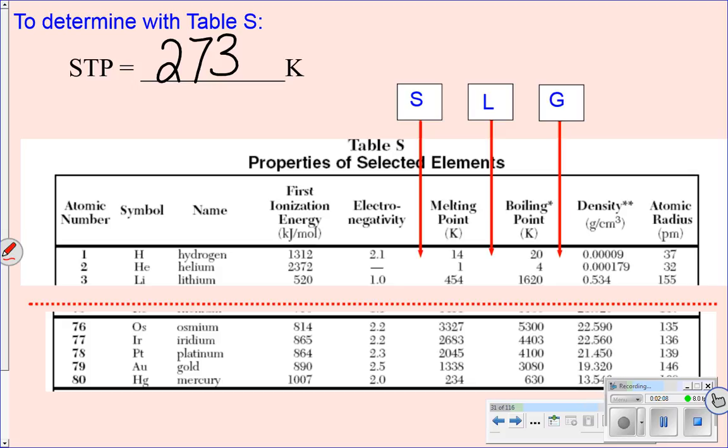So I'm going to look for where 273 falls. If it's below the melting point, solid. If 273 is between the melting and boiling point, we have a liquid. And if 273 is above the boiling point, that element's a gas at STP. So I'm going to start with hydrogen. Hydrogen's melting point is 14. Its boiling point is 20. 273 is above 20, I think. Just kidding. That tells us that hydrogen is a gas at STP.